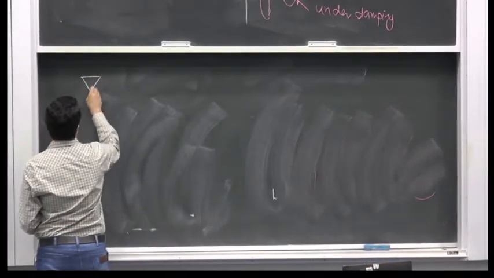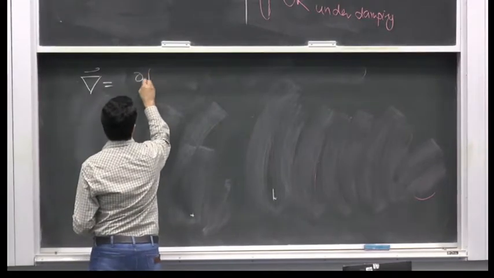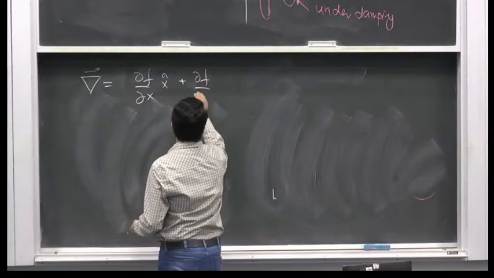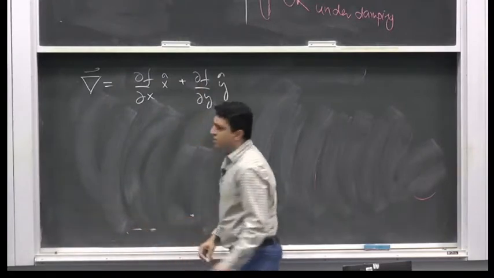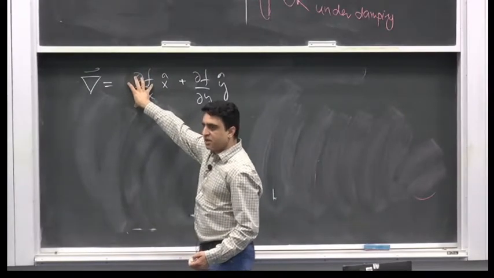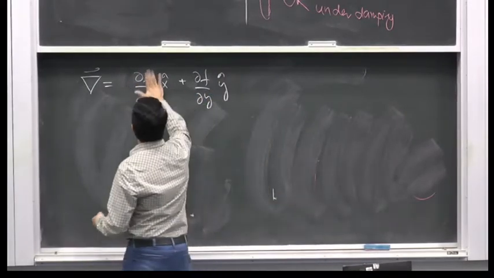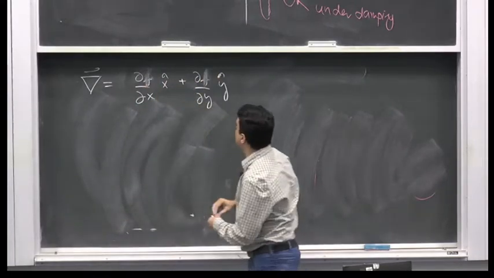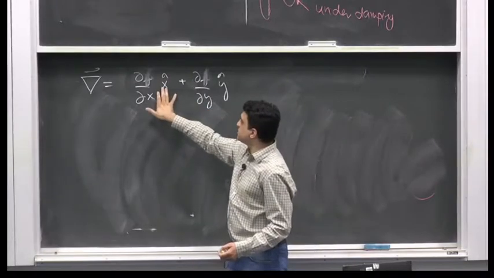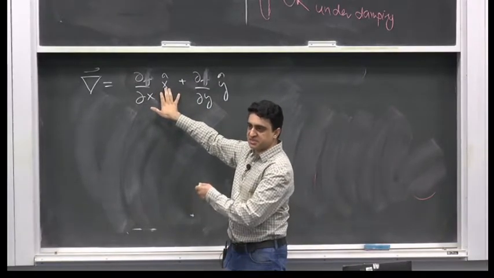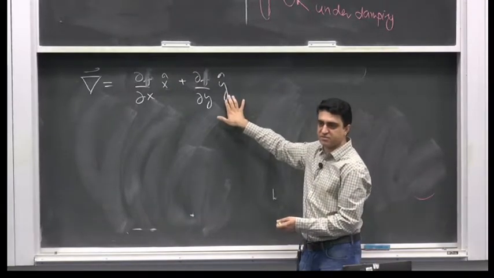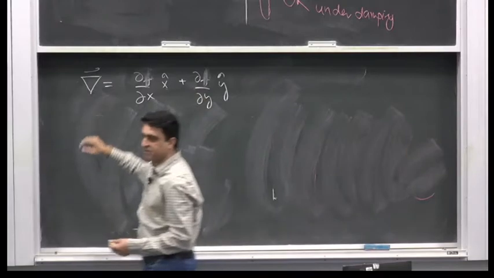Called the del operator, and this is del f by del x, x plus del f by del y, y, which gives you how much would be the change along x, how much would be the change along y. That's an operator: whether it is increasing or decreasing along the x unit vector, or whether it is increasing or decreasing along the y unit vector. So that's the operator which you have to use.